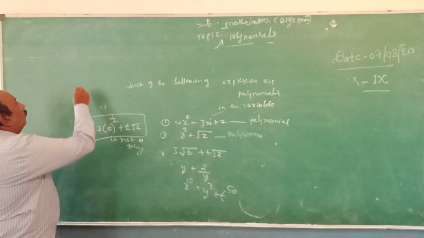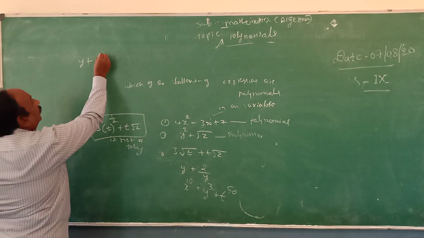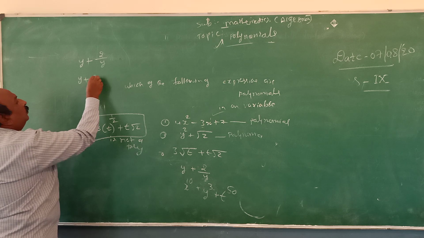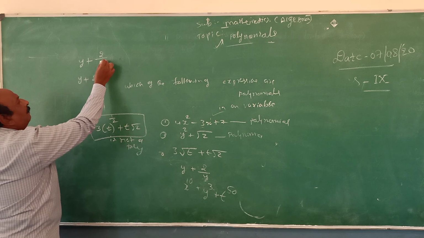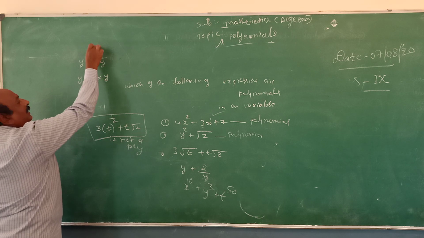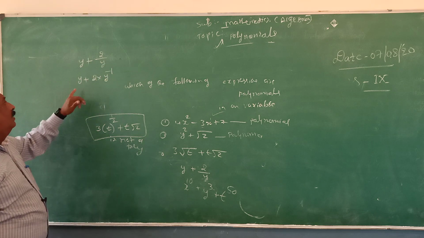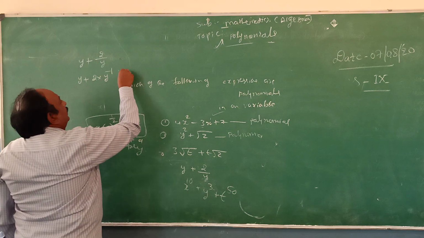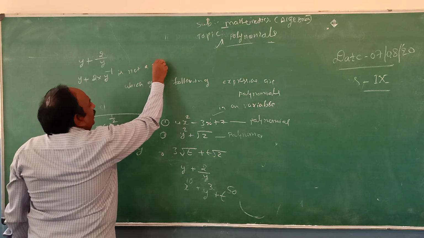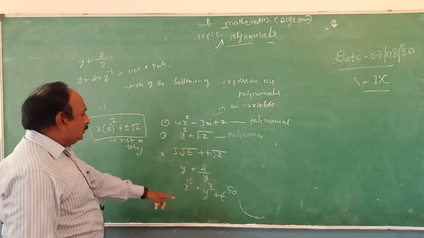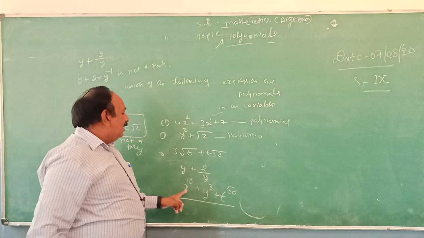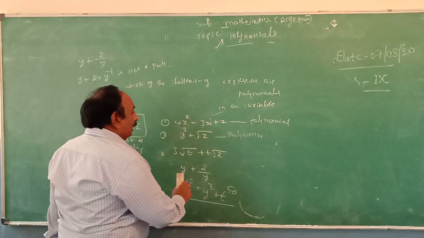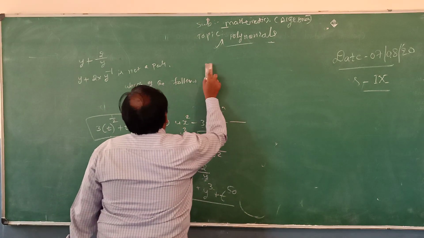Next, y plus 2 divided by y. That is y plus 2 into y to the power of... It is in the denominator. Taking it to the numerator, it becomes minus 1. So y plus 2 into y to the power of minus 1 is not a polynomial. The last one is a polynomial because the variable exponent is a whole number. Now I want to explain all these once again.